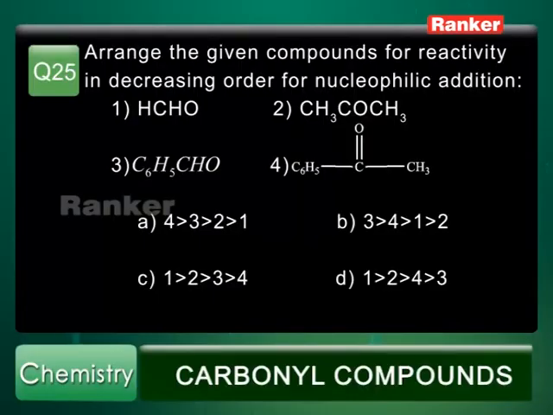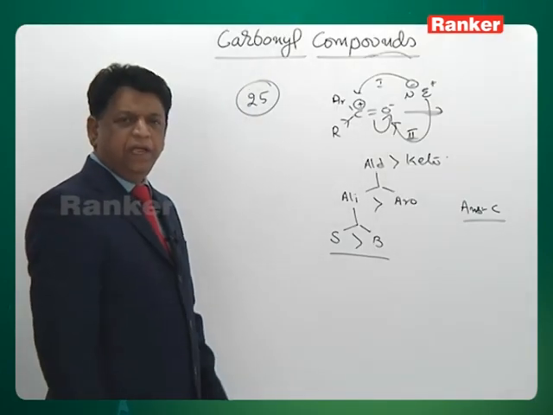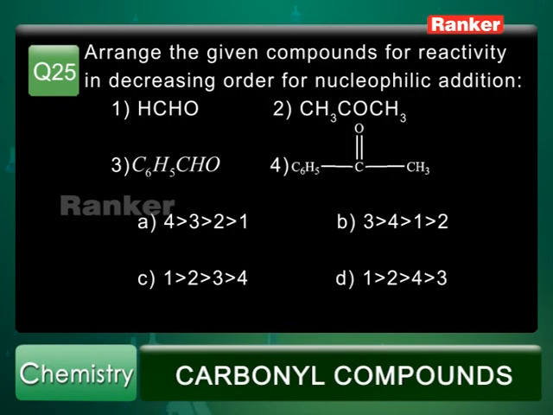So finally 1, 2, 3, 4 is the right answer. That is, answer C is the right answer. In this, the aldehyde without any group, formaldehyde, then benzaldehyde, then acetone, and then acetophenone are arranged. 1, 2, 3, 4 is arranged. So therefore option C is the right answer.